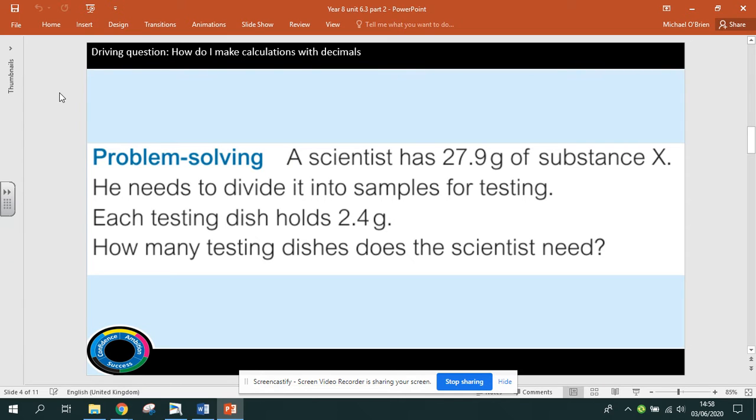Okay, so here we have pretty much a standard division question. We should do this pretty quickly. So pause the lesson, and come back after you've answered the question.